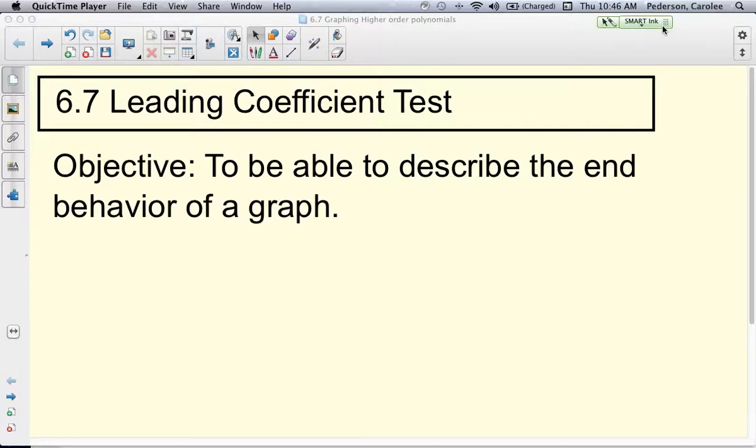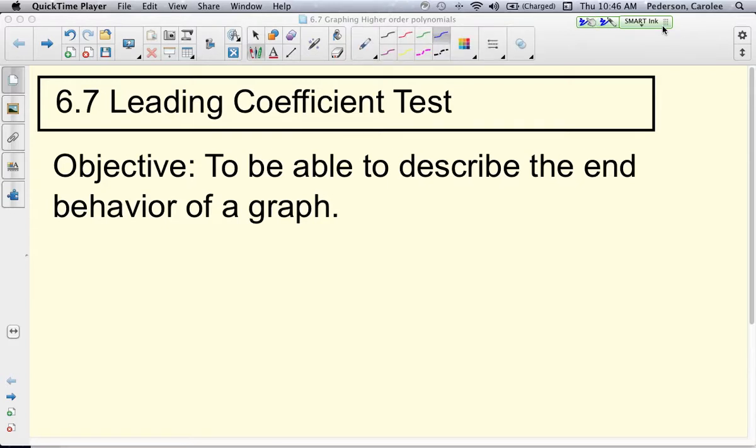This is 6.7, identifying the leading coefficient test. What the leading coefficient test does is it describes the end behavior of a graph. I don't want you to write this objective down or this example.